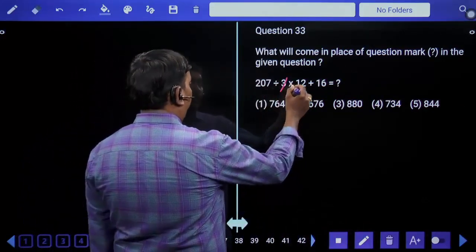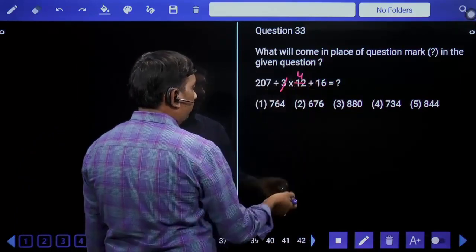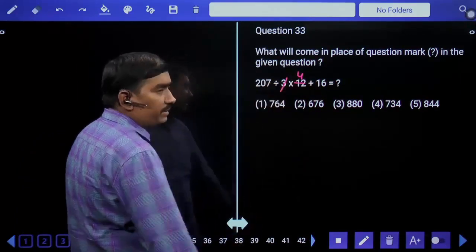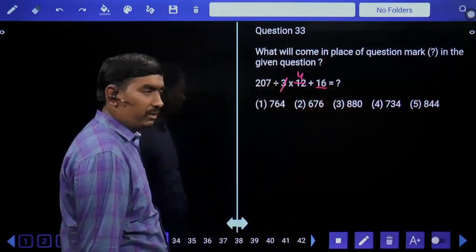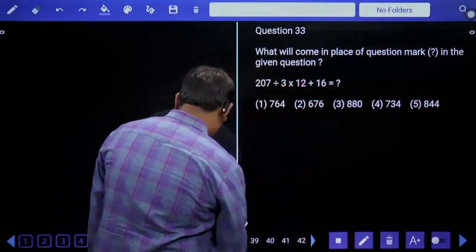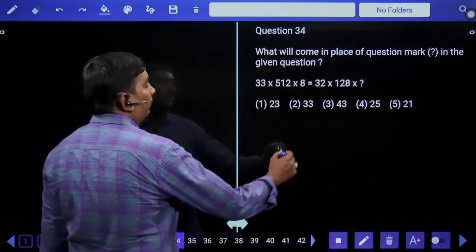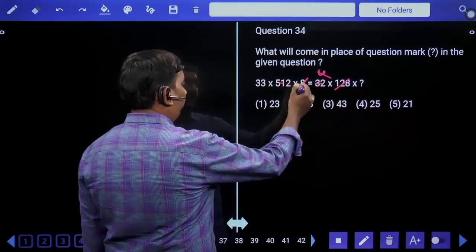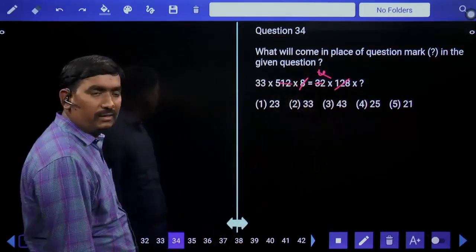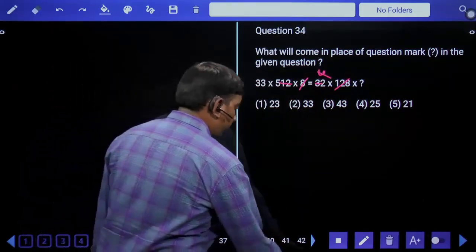By 3 into 12, means 3 4s are 12. 4 207 times 828. 828 plus 16 is 844. Fifth option. 8 4s are 32. 128 4s are 512. 512 will get cancelled. So in place of the question mark, 33 will come.